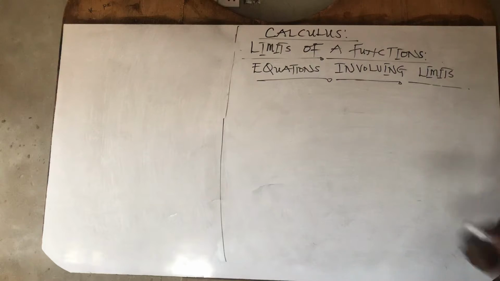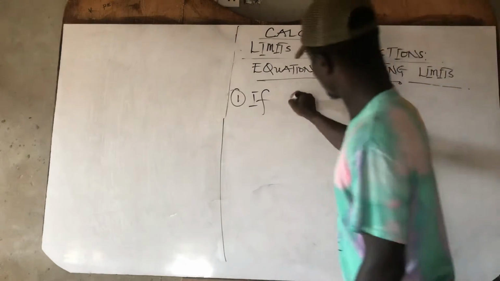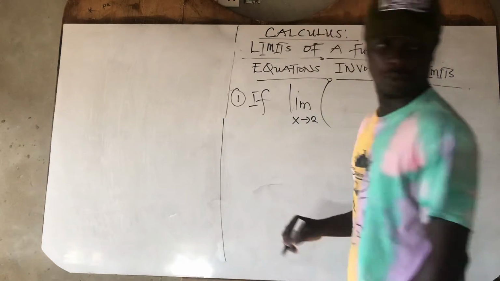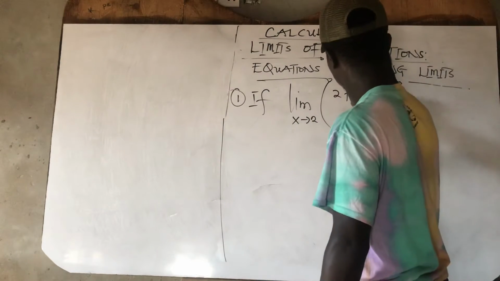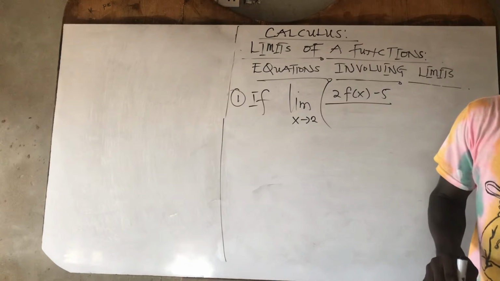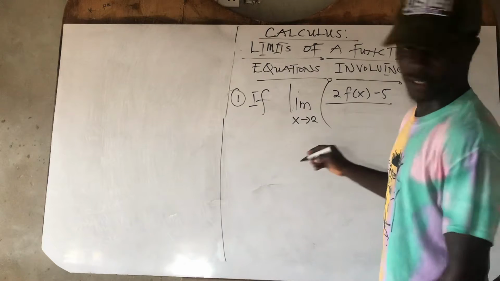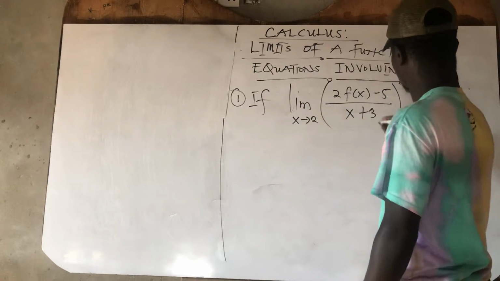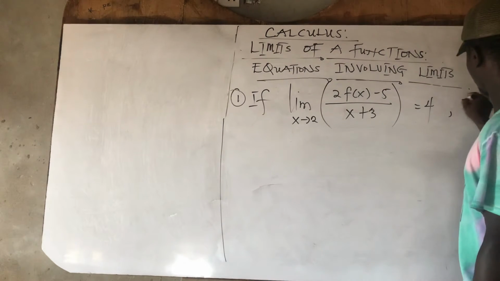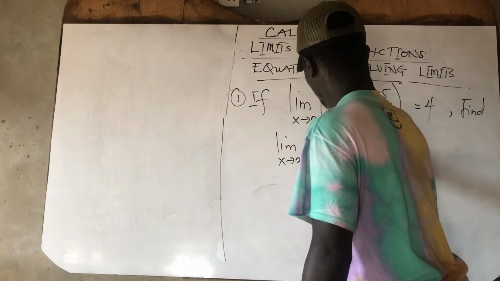So now, let's see what example. Let's start with example one. If the limit as x approaches 2 of (2f(x) minus 5) all over (x plus 3), the limiting value equals 4. So they said find the limit as x approaches 2 of that f(x).